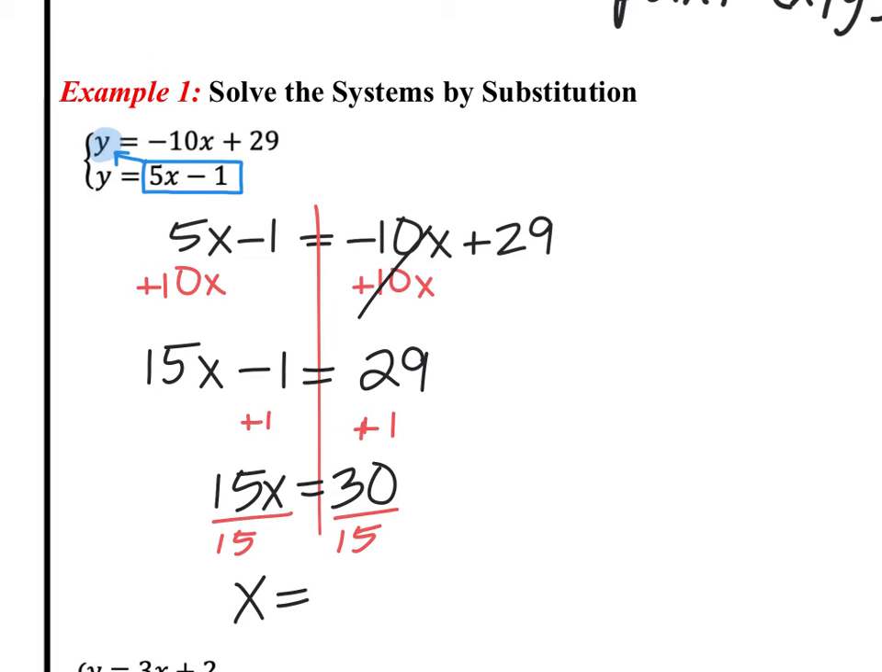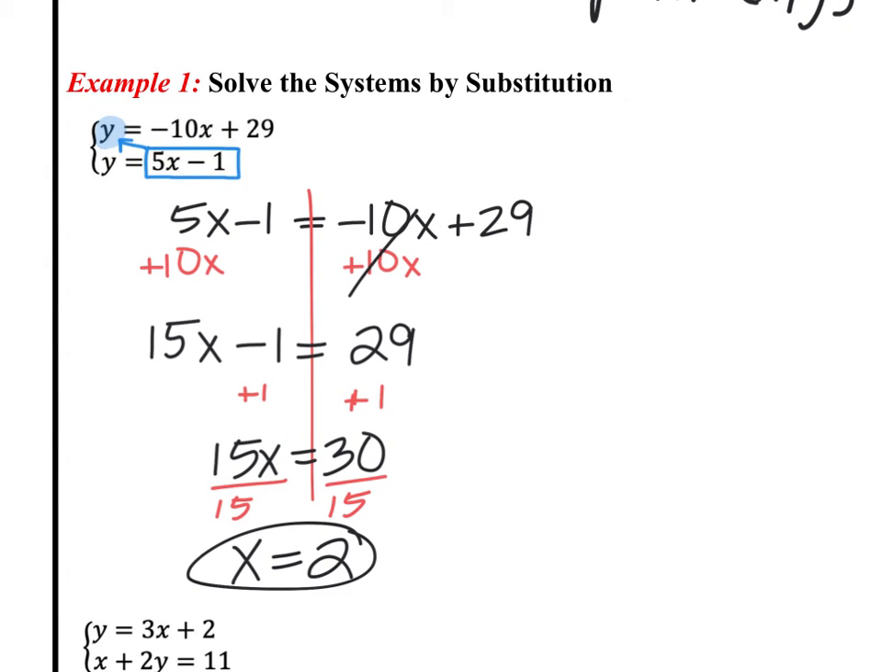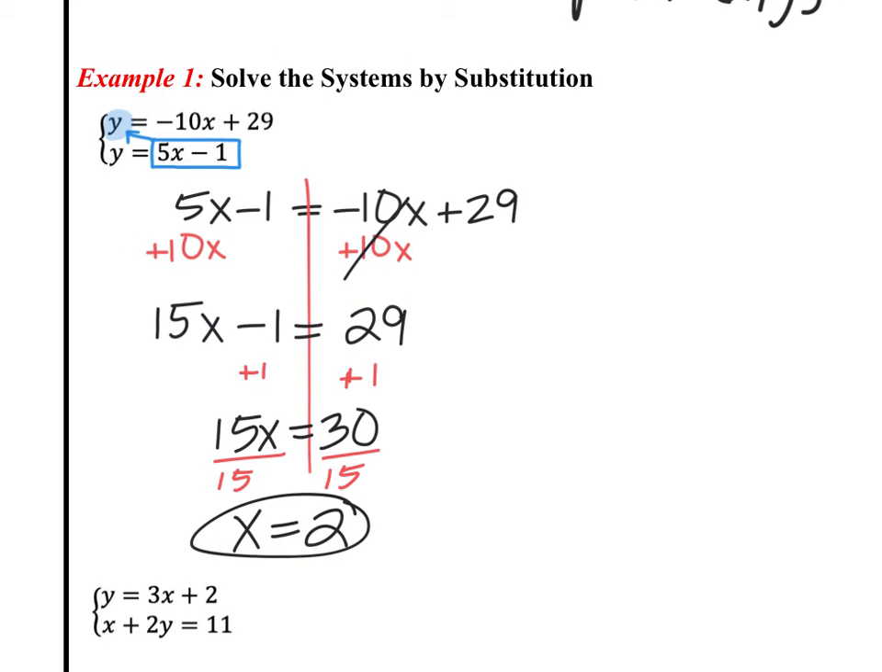X is 2. I'm not going to box it, actually. So we get x equals 2, and now there's 2 variables, though, right? You have x. What else do we need to get? Y. So now you're going to go back, take 2, and plug it back in. It does not matter which equation you choose to use.